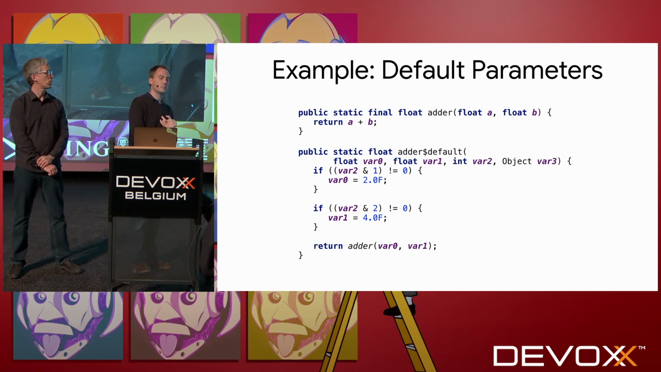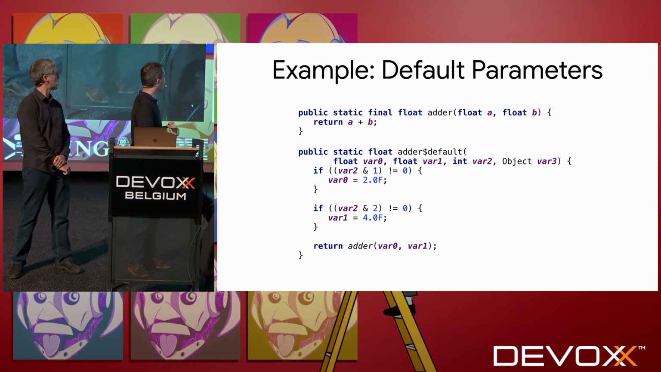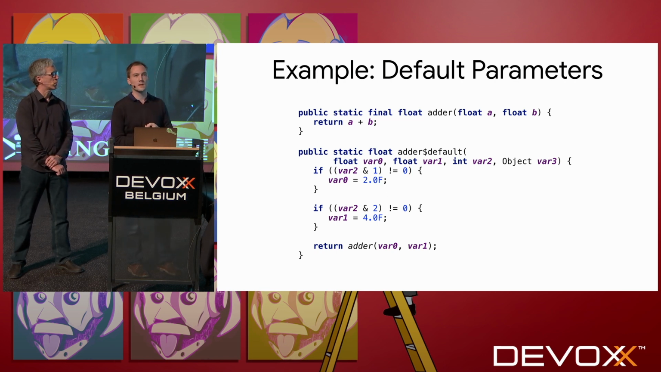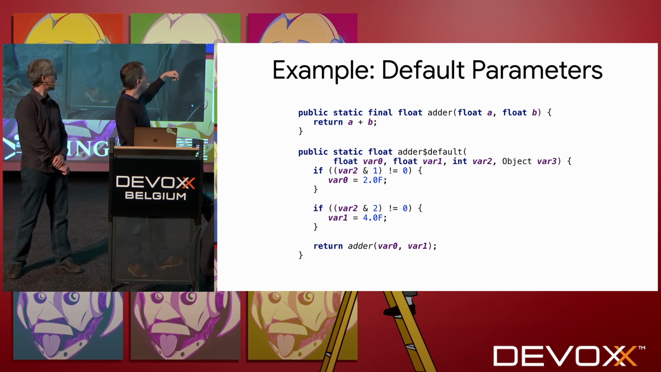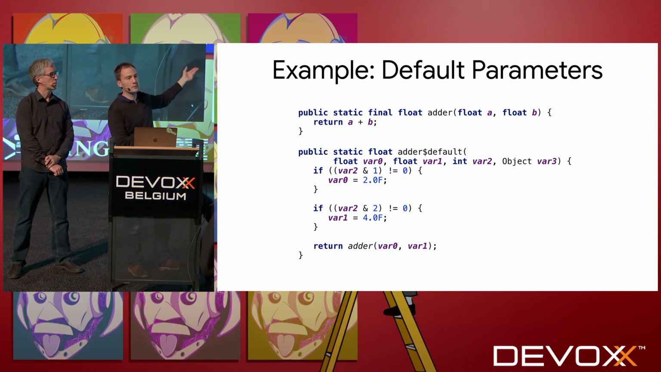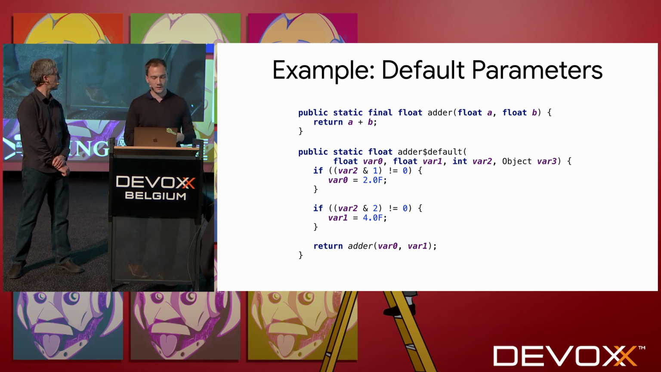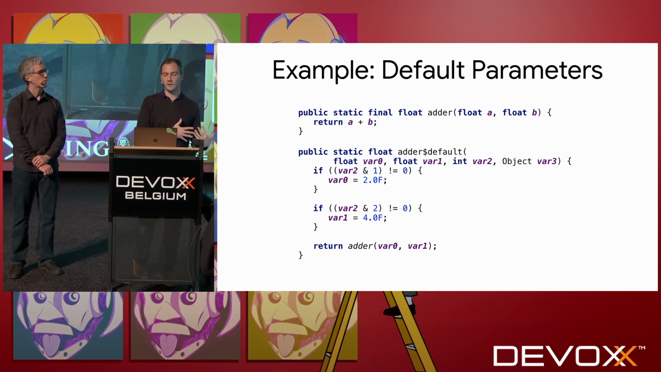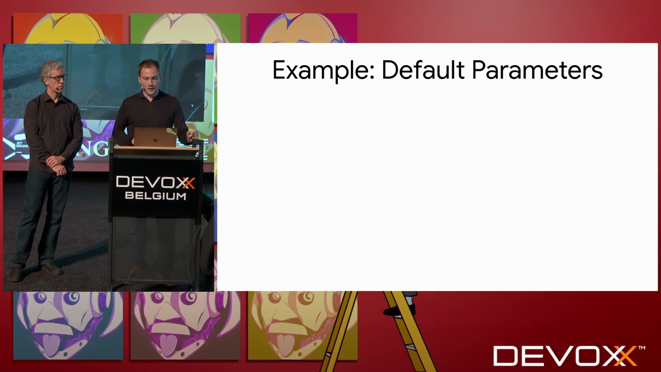But the integer is actually a bit field. And in that bit field, every bit set to 1 means that the parameter was specified at the call site. And you can see here we have different tests where we check: was the first parameter set? If it wasn't, we use our default value. Was the second parameter set? If it wasn't set, we use our default value, and then we call the actual implementation of the function.